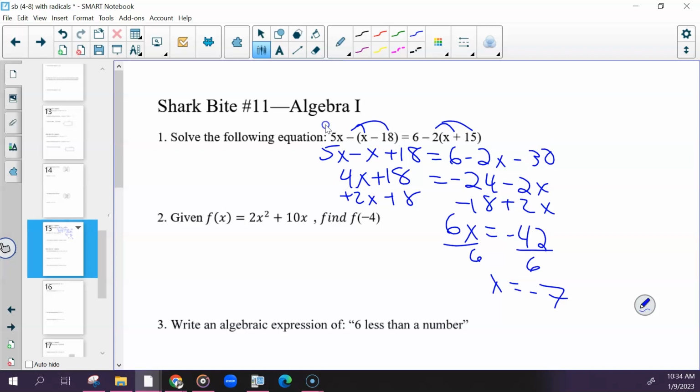Remember that you can also check yourself in Desmos, put in the entire thing, and it should draw a vertical line where your solution is. You could also put in each side and see if they give you the same thing. Questions on that one?